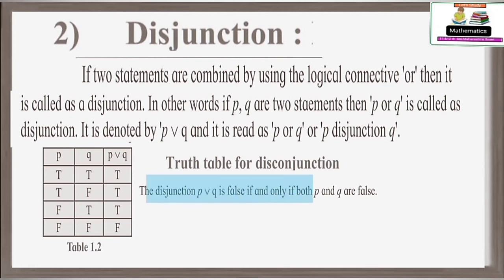In this table, remember only this sentence: the disjunction P or Q is false if and only if both P and Q are false. Here, in the fourth row, both are false statements, so the disjunction is false. And the opposite, in conjunction, if both are true, then the conjunction is true.